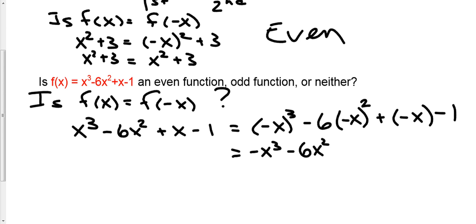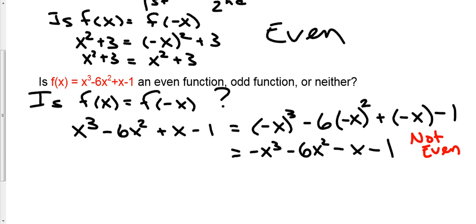Ooh, I can tell already. We got a discrepancy, right? Well, let's finish this because it's going to help us. You do believe me, don't you? Plus and the minus, what's that going to be? Minus x, minus 1. Okay. So it's not an even function. Not even. Is it odd though?